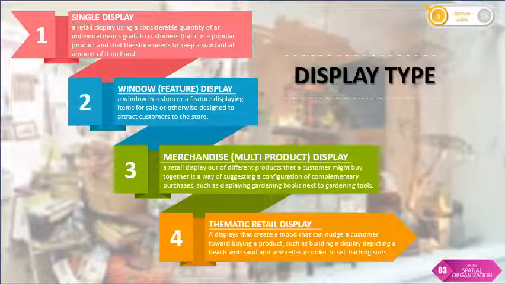Okay, so the last display type is a thematic retail display. Thematic retail display normally is to create a mood lah that can nudge a customer towards buying a product. For example, maybe building a display depicting a beach with sands and umbrella in order to sell a bathing suit. Kan, nanti saya akan tunjuk contoh.